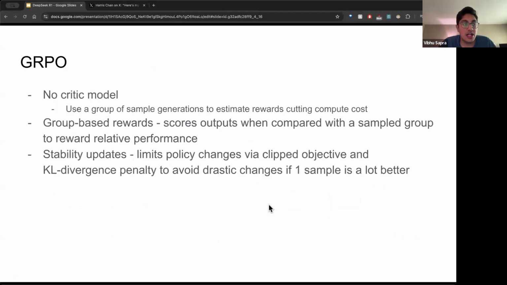GRPO. So what is this? Compared to traditional RL, there's no critic model here. It uses groups of sample generation to estimate rewards, and this helps with cutting the compute cost down, right? You don't need to train a separate critic model. In this case, there are group-based rewards. This is where you score outputs compared with a sampled group to reward relative performance. So instead of generating one output, you generate a group and then reward the one that does the best out of the group.